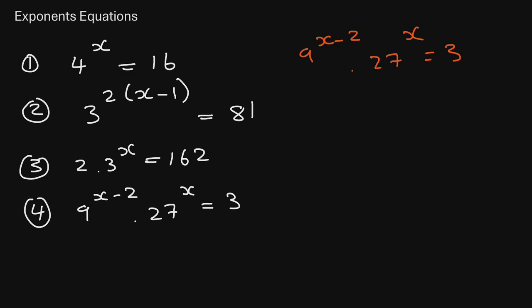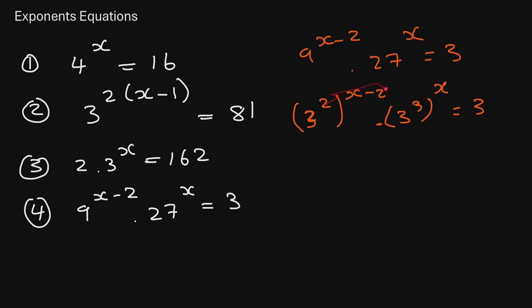So now 9 can be written as 3 to the power of 2, and then you raise that to the power of x minus 2. And also 27 can be written as a base of a prime number. So 27 equals, shift fact, and that's going to give us 3 to the power of 3, and then we have to the power of x. And this is equated to 3. So now we just have to simplify and remove the brackets.